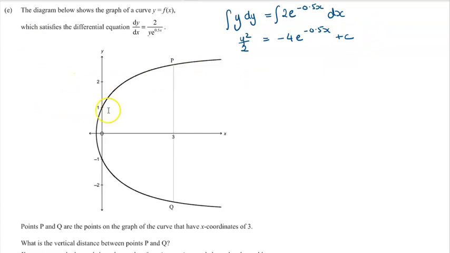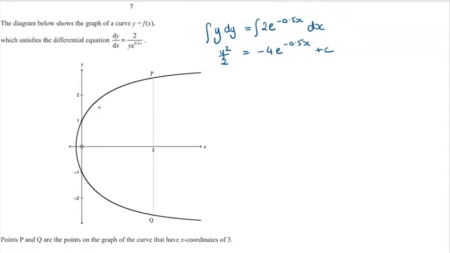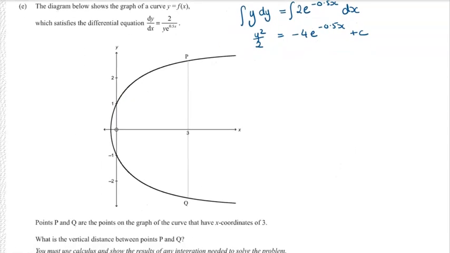So looking at this curve here, they've given us some specific points like this one here. So when x is 0, y is 1. So over here on our working out, we can put in y is 1. So that'll be a half is equal to, well, if x is 0, that'll be just up here, our x is 0 would give us e to the 0, which is just 1. So that'll be minus 4 plus c. So c is equal to 4.5.